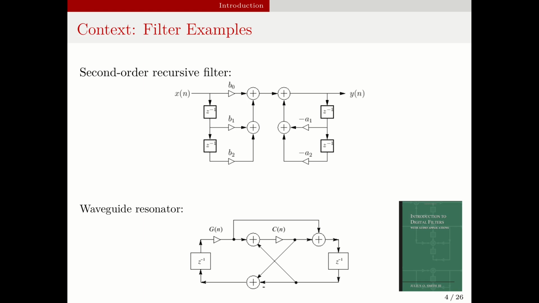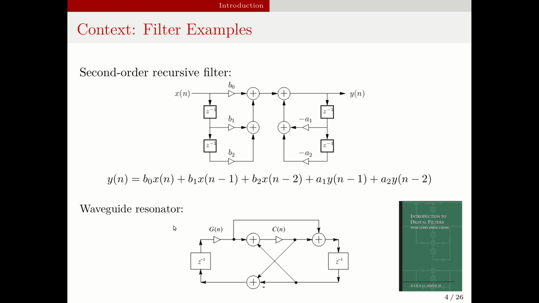In the top figure, we see a typical second-order recursive filter. The filter works by first applying a finite impulse response to the input signal X, then averaging over the signal's past values. Below, we see a different kind of circuit, the waveguide resonator, often used in physical-based synthesis. This circuit has no input, but a couple of tapping points immediately after the delays, so it's used this way.